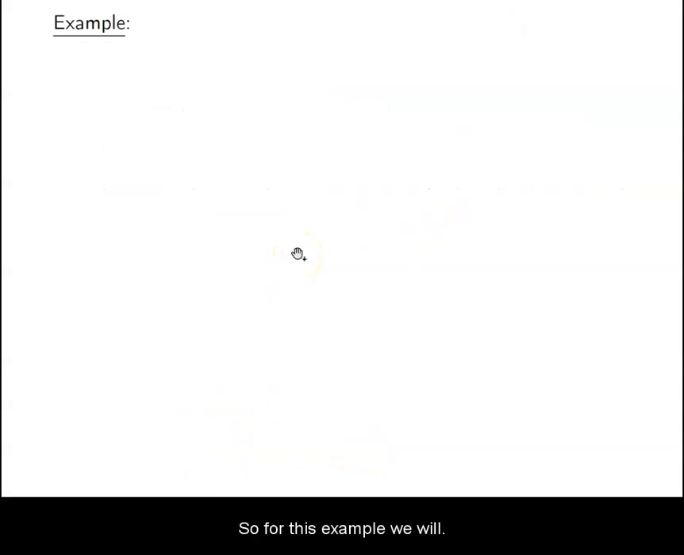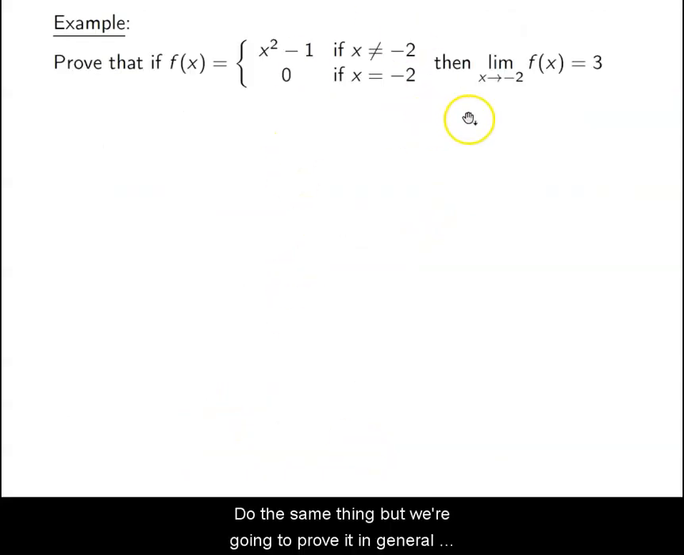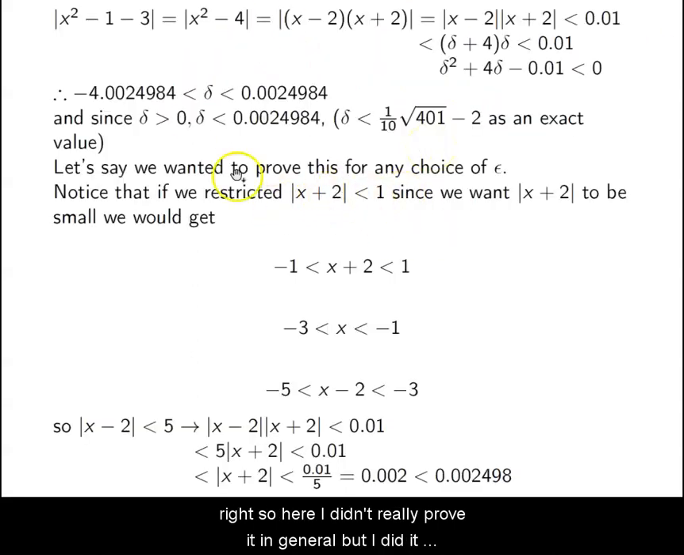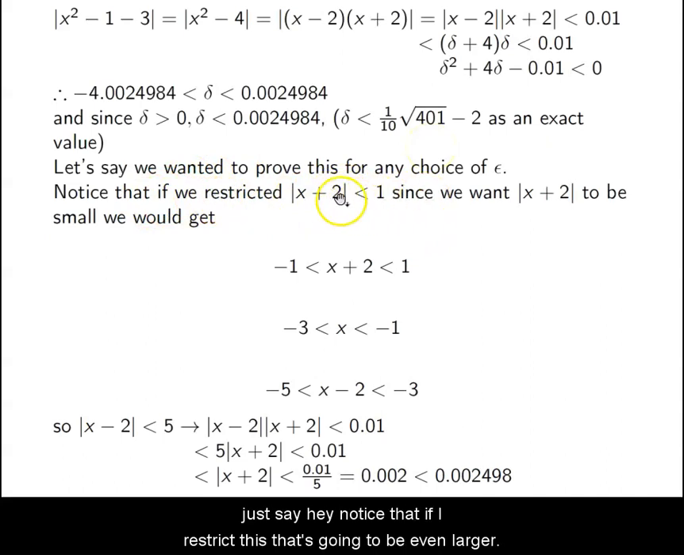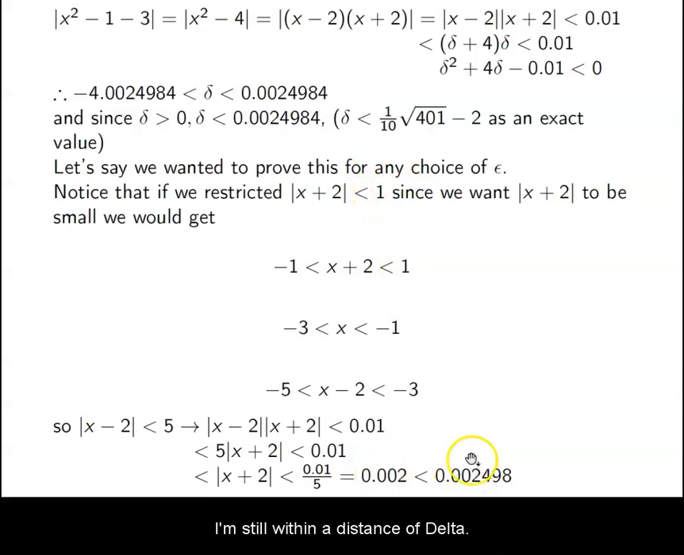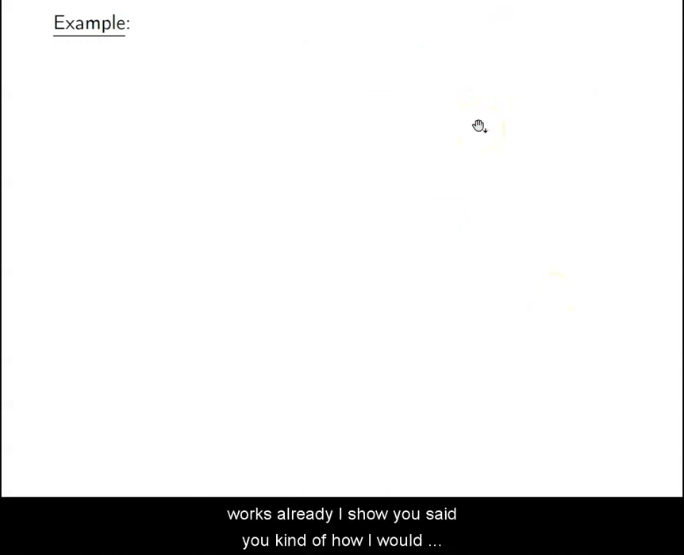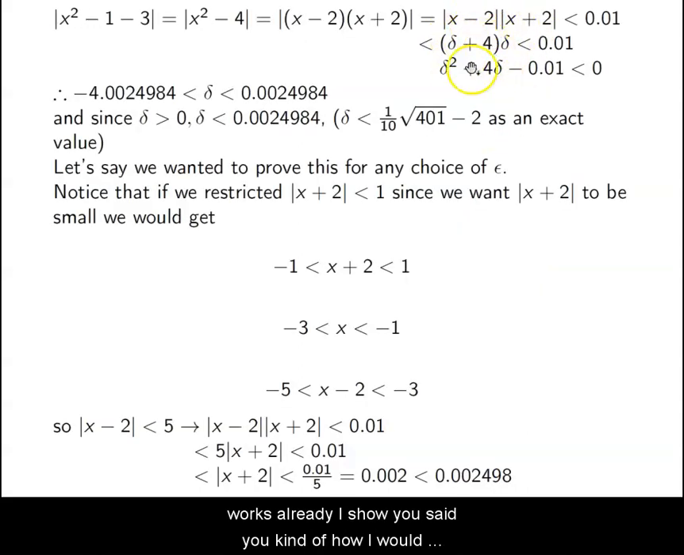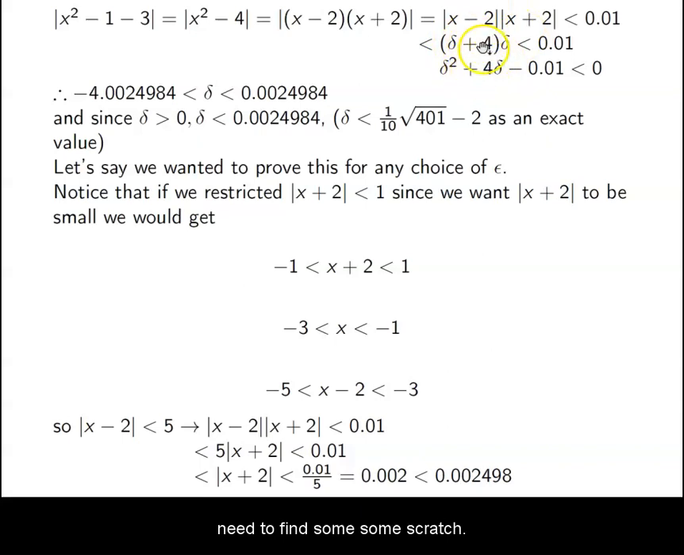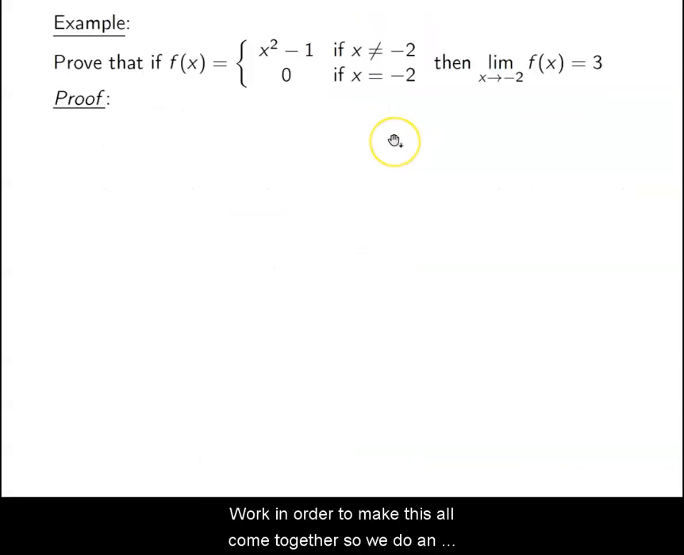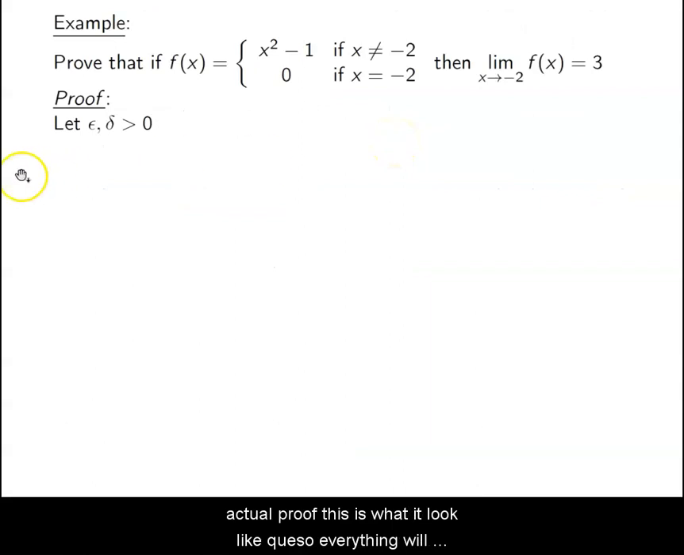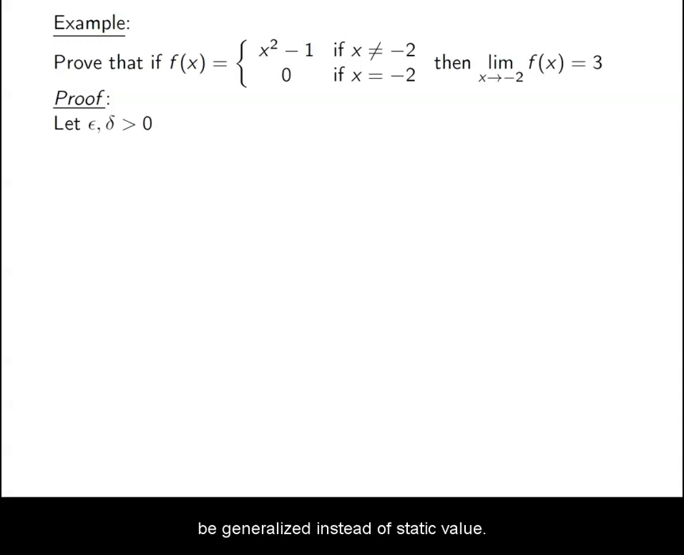So for this example, we will do the same thing, but we're going to prove it in general, right? So here I didn't really prove it in general, but I did just say, hey, notice that if I restrict this epsilon to be even larger, I'm still within a distance of delta, right? So now we're going to do it in general. You've seen how it works already. I showed you kind of how I would need to find some scratch work in order to make this all come together. So if we do an actual proof, this is what it will look like. Okay, so everything will be generalized here instead of static values.